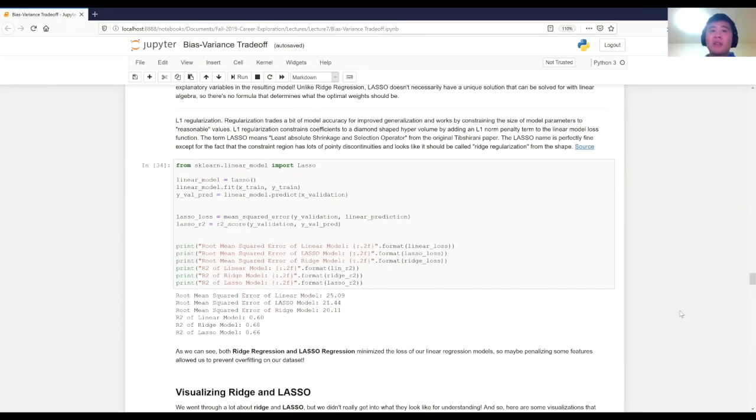Here we see the same Python setup that we've used for ordinary least squares and ridge regression. We see that the root mean squared error of the Lasso model is competitive with the root mean squared error of the ridge model.